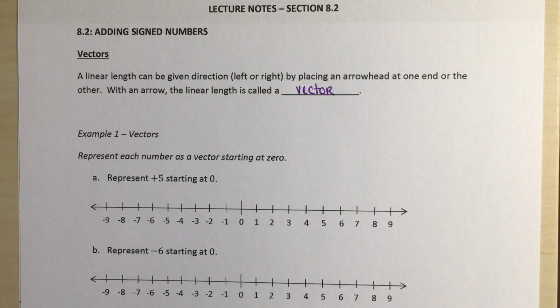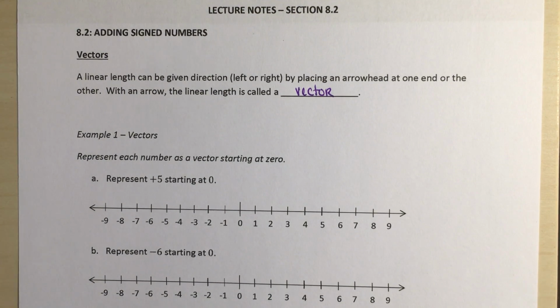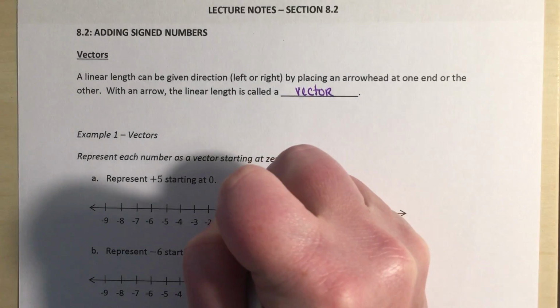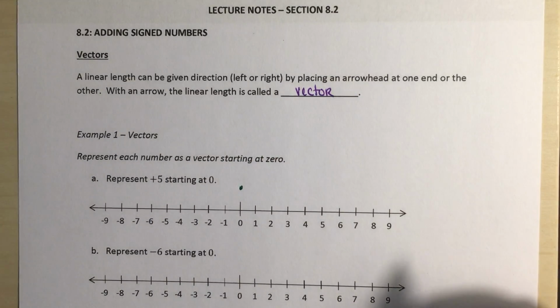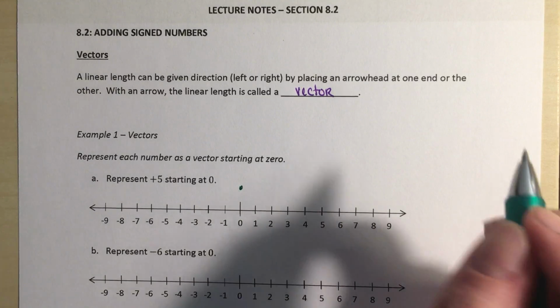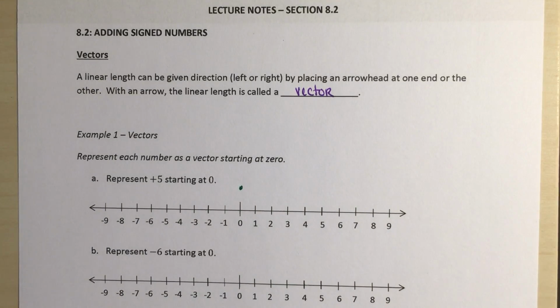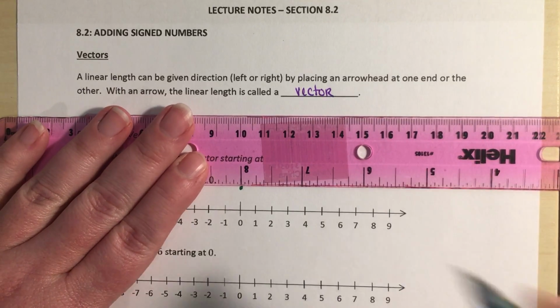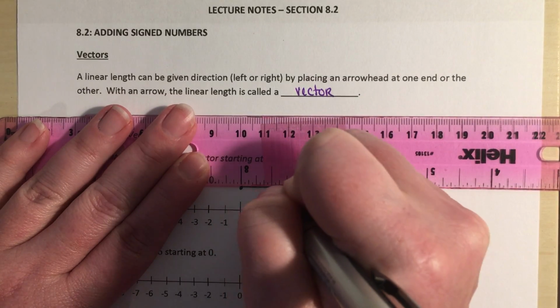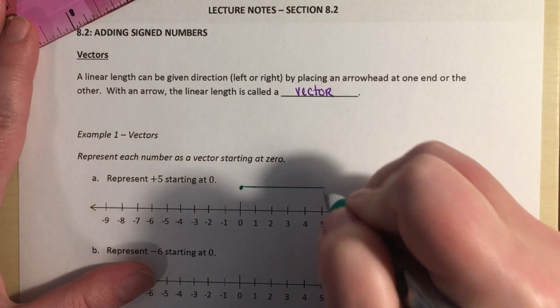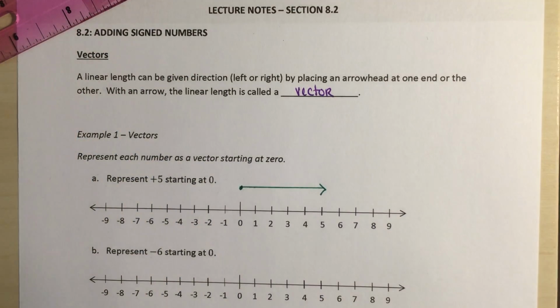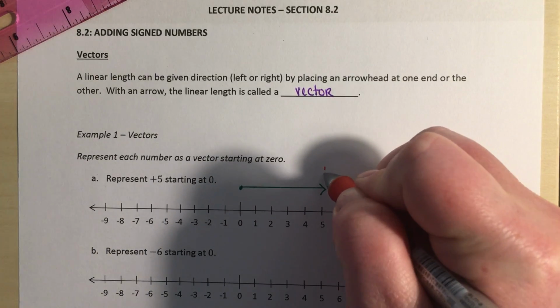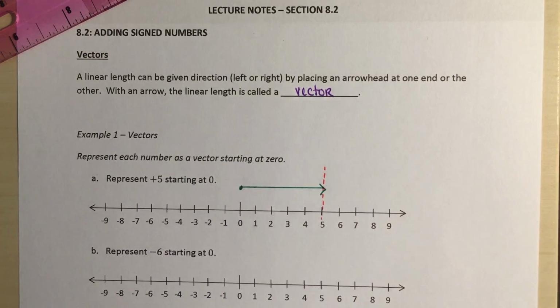So we're going to represent 5 starting at 0. That means for this vector, 0 is my starting point, and I want to move over to +5. So I'm just going to grab a little ruler here just to make sure this looks nice. And we're going to take our vector and extend it on our number line until we hit the value of 5. And that's where we're going to put our arrow. So notice that our stopping point here is at this value of 5 on our number line.